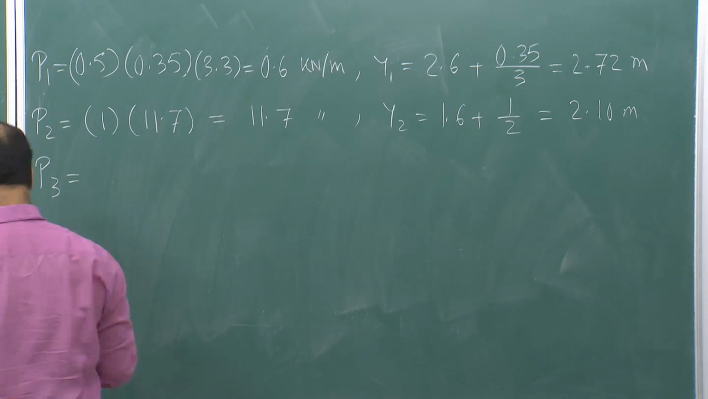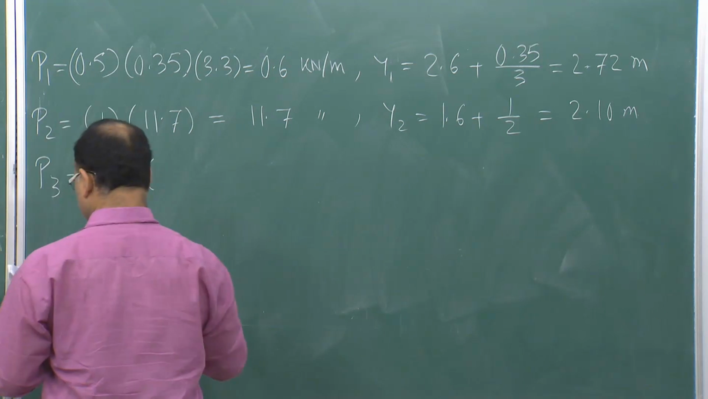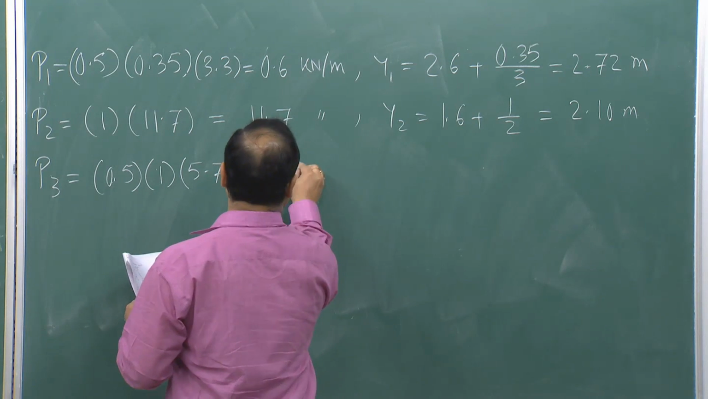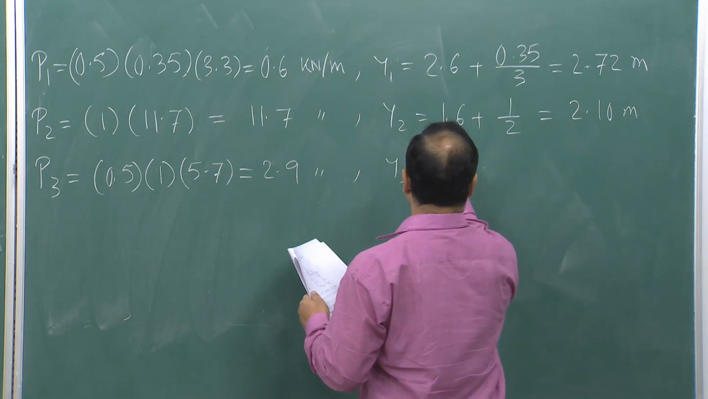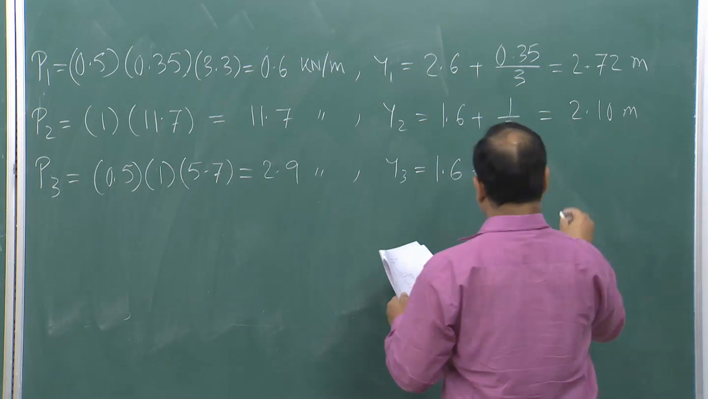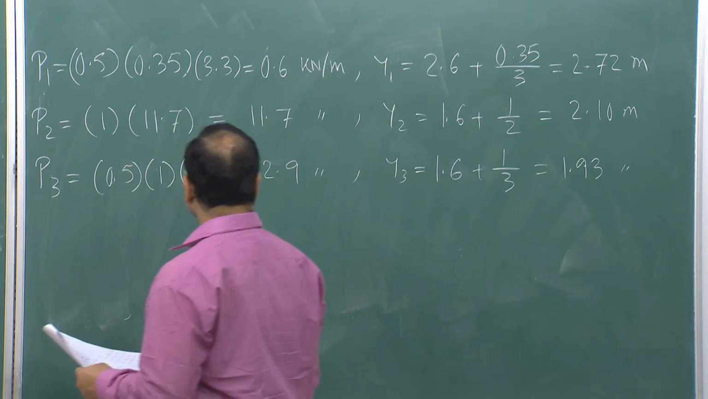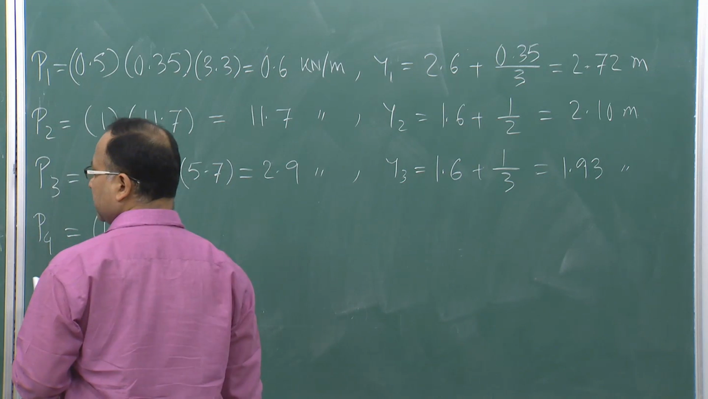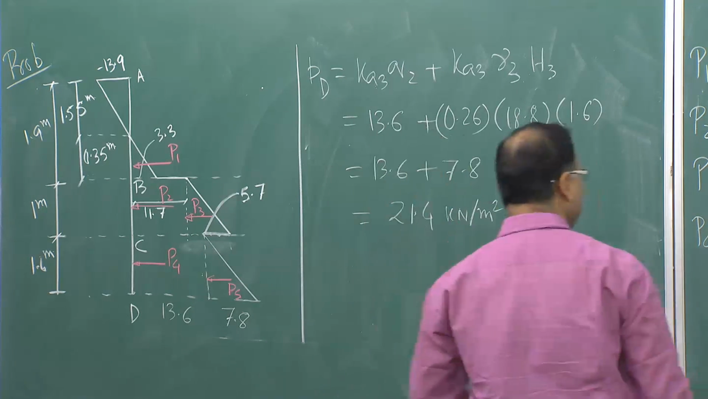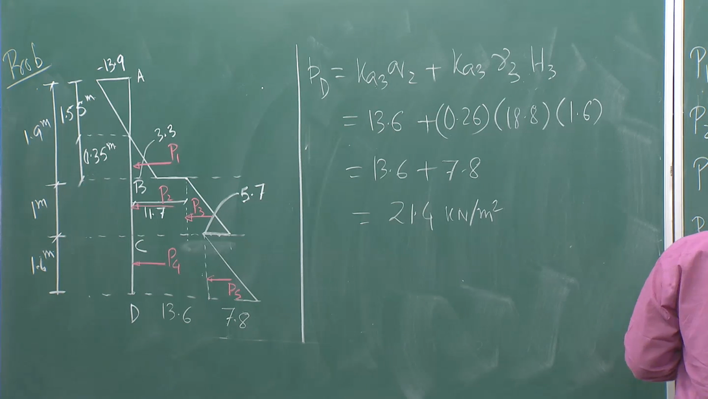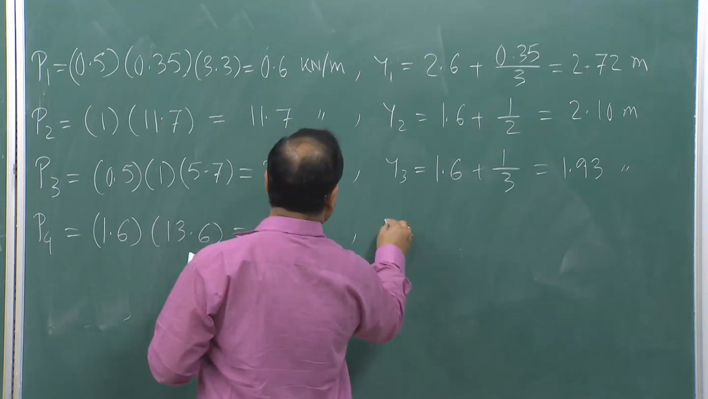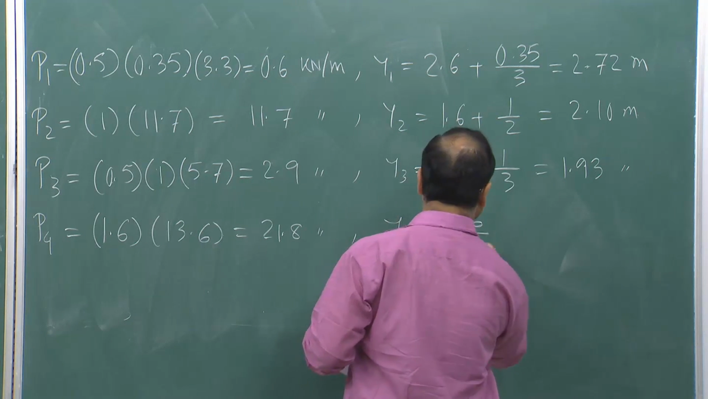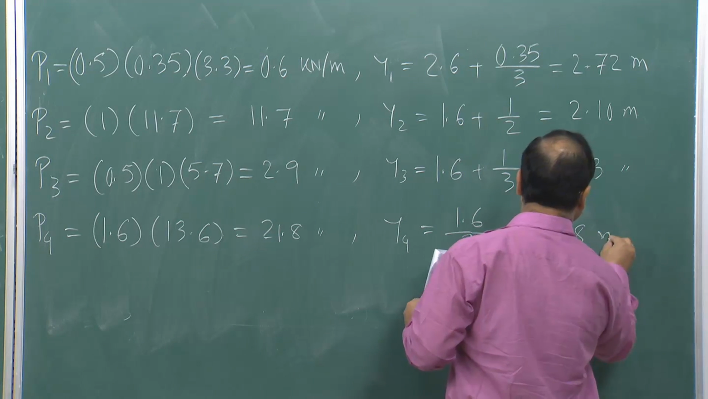Then P3 is equal to 0.5 into 1 into 5.7, which is equal to 2.9, and Y3 is equal to 1.6 plus 1 by 3, which is equal to 1.93 meter. Similarly, P4 is equal to the area under this rectangle, sorry, this rectangle. So, 1.6 into 13.6, that comes as 21.8, and Y4 is equal to 1.6 by 2, that is nothing but 0.8 meter.